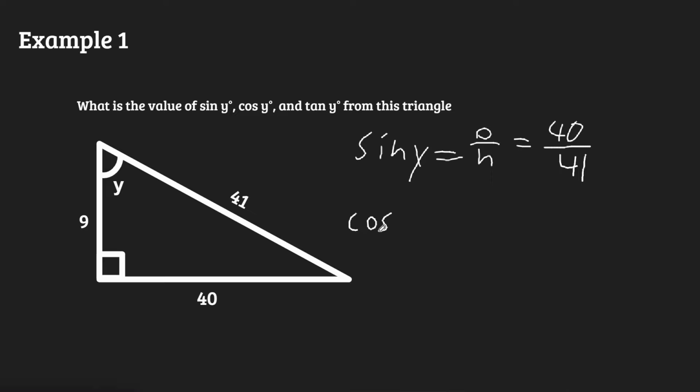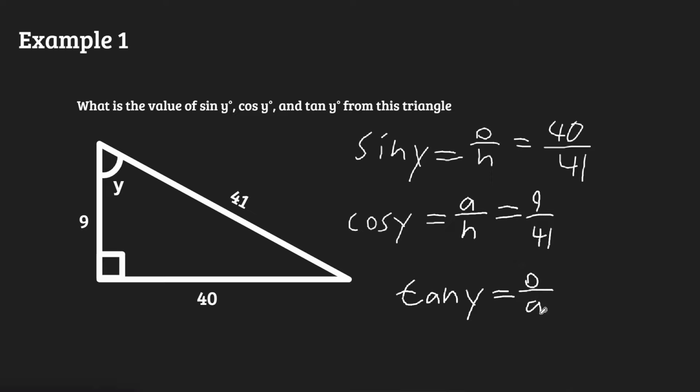Now looking for the cosine of y, we know that the cosine of an angle is equal to the adjacent side divided by the hypotenuse. Now the side adjacent to y is 9. So the adjacent side is 9. And then the hypotenuse again is 41. So the cosine of y is equal to 9 divided by 41. And then again from SOHCAHTOA, we know that the tangent of an angle in a right triangle is equal to the opposite side divided by the adjacent side. So that'll be equal to 40 divided by 9.